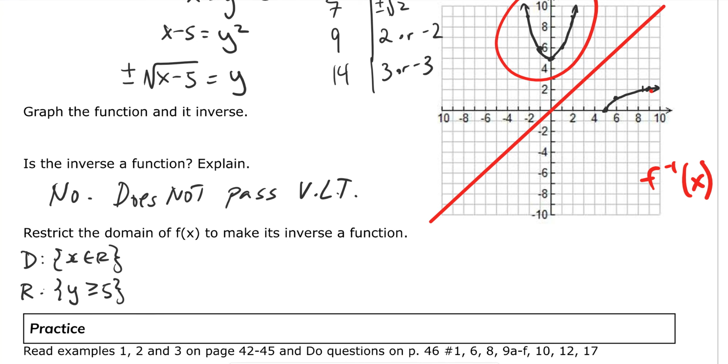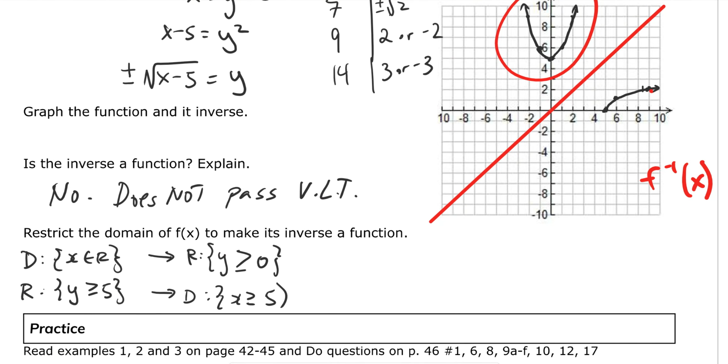So on the inverse function, the domain becomes the range. Y is the limit of all real numbers, and the range becomes the domain. x is greater than or equal to 5. But I don't want y to be all real numbers. I need y to be positive. I need y to be greater than or equal to 0.